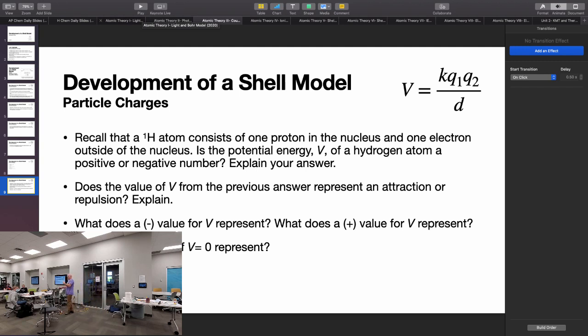So when we say that an attraction is very strong, that means the magnitude is going to be large, but the sign is going to be negative. And a repulsion that's very strong is going to have a large magnitude with a positive sign.